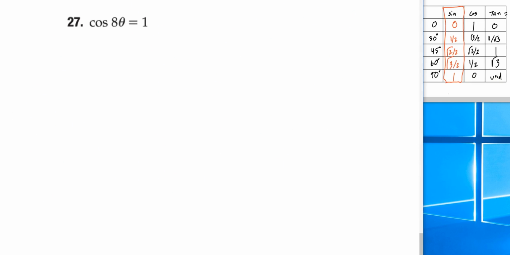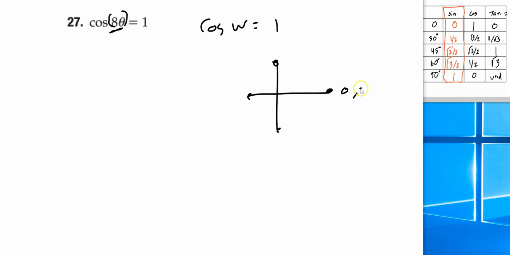Last one, and we'll stop. So this one, cosine 8 theta equals 1. Remember, don't overthink it. What you do here is you just do this and ignore it till the end. Just solve cosine w equals 1 or something. So where does cosine equal 1? We have it at 0 and 2 pi, pi over 2, pi, and 3 pi over 2. And again, this keeps on going forever and ever.